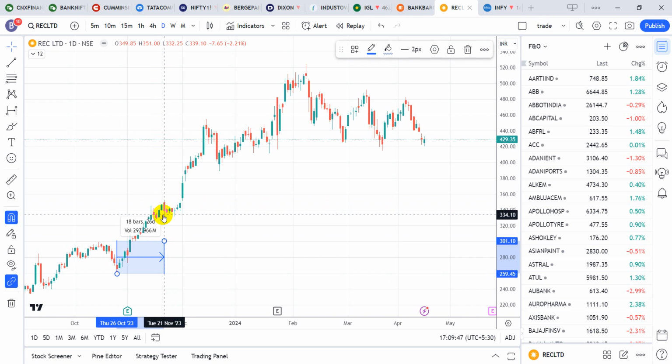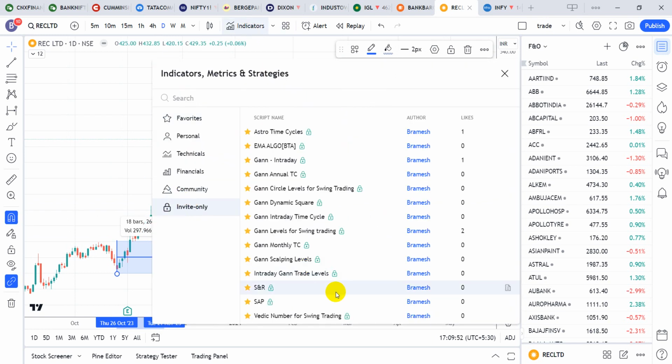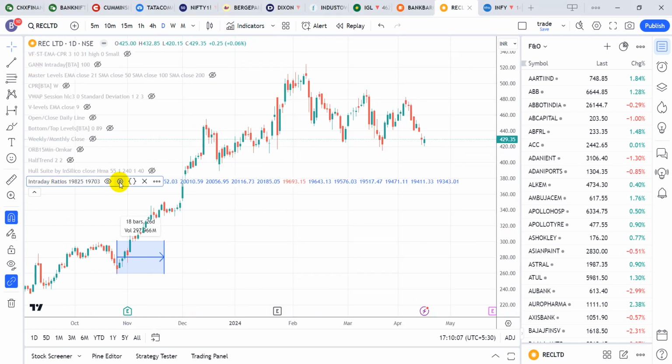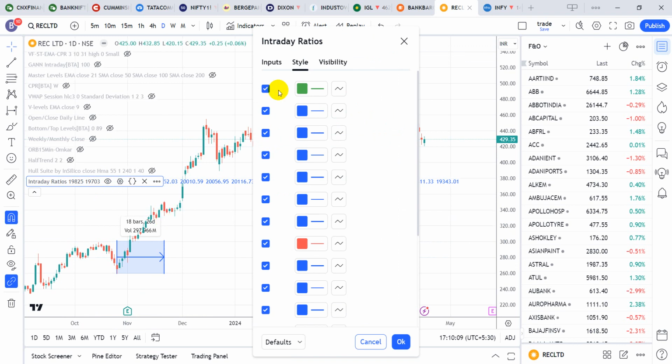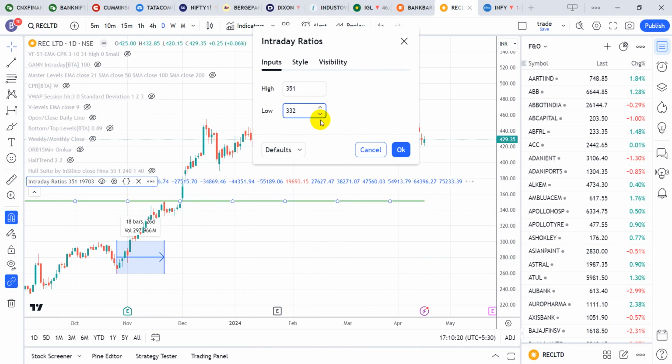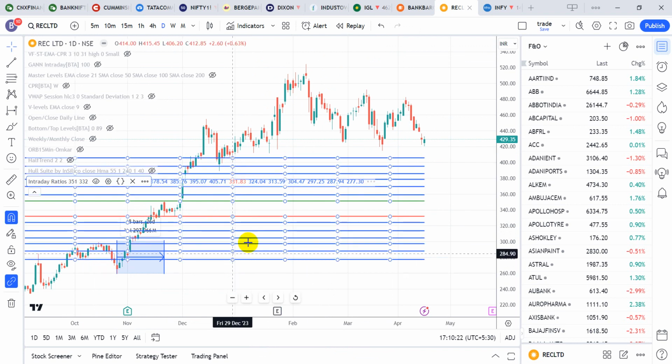What we generally do, once we find these time cycles, is use our own indicator, which is Gann intraday levels. We apply this indicator and just put in the high and low. For this bar, the high is 351 and the low is 332. Click OK. It will automatically give you the levels.